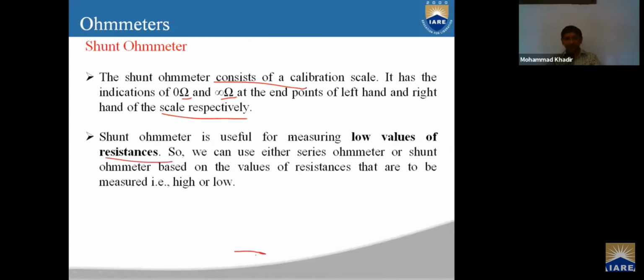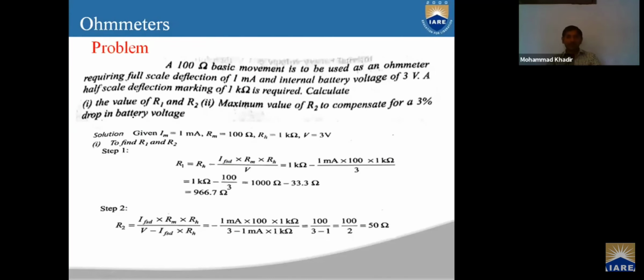Here the series ohm meter will measure high values of resistance, and the shunt ohm meter will measure only low values of resistance, because here a large amount of current will be generated, high current will be present. Due to this, if current is high, low resistance will be present. Okay, this is the way you have to calculate unknown resistance using ohm meters, series and shunt. And this is one of the problems I mentioned.